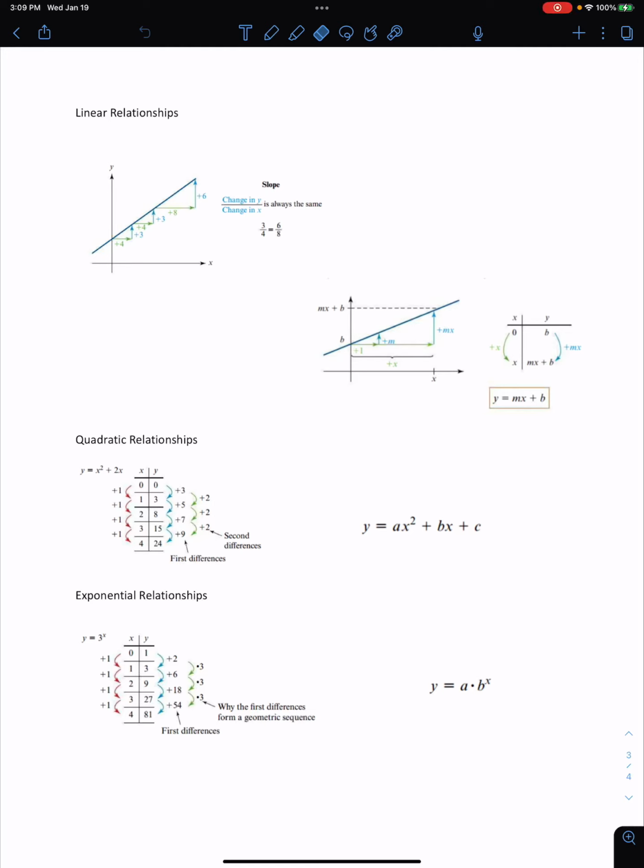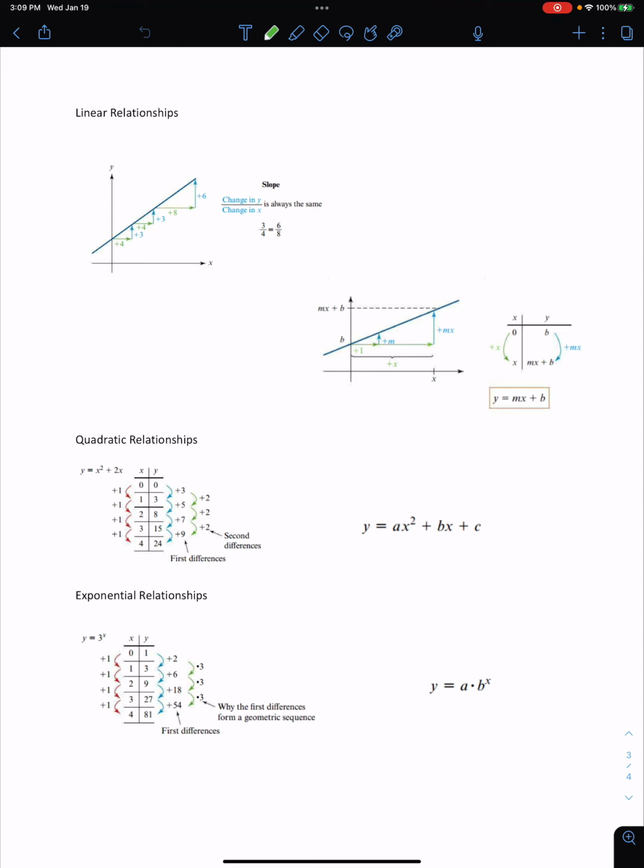So now let's talk about and formalize some of these linear relationships and other types of relationships. So first, linear relationships. Linear relationships obviously mean that the graph is a line, a straight line. And as we discussed when we talked about sequences, we're also talking about a consistent rate of change. So what does that mean?